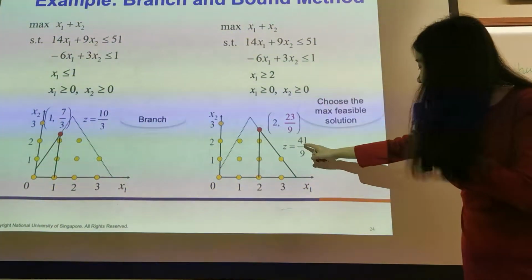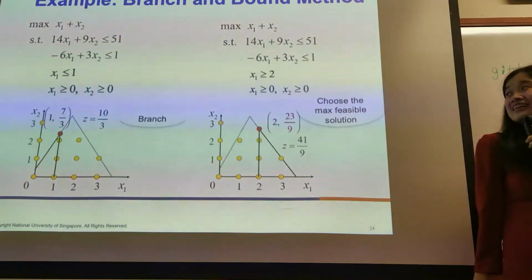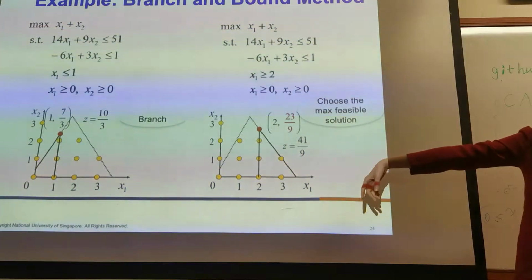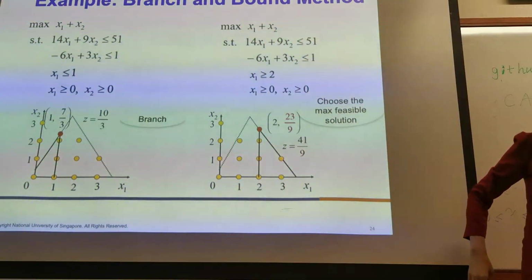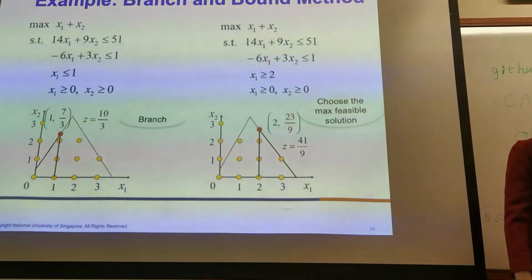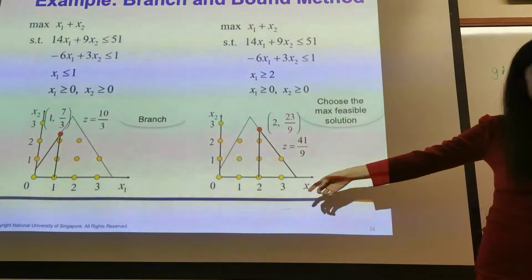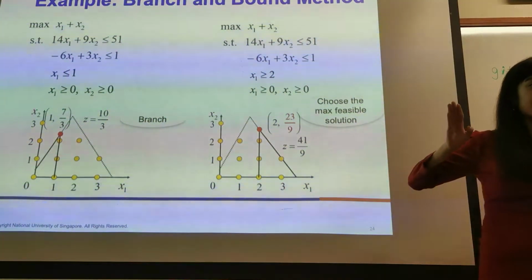Oh, sorry, this z is 41 over 9, right? So this is 3.3, and this is 4.6, 4.5. So this gives us a larger value because it's maximization. So I continue with this branch because this branch gives a larger value.